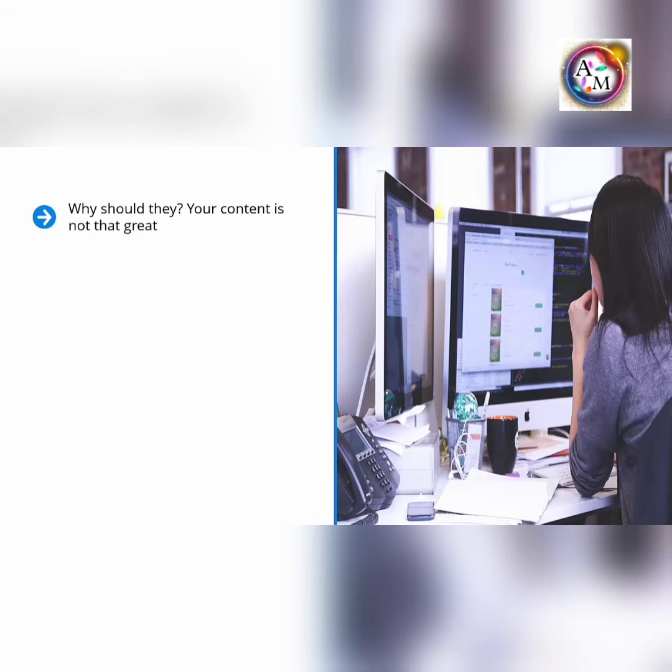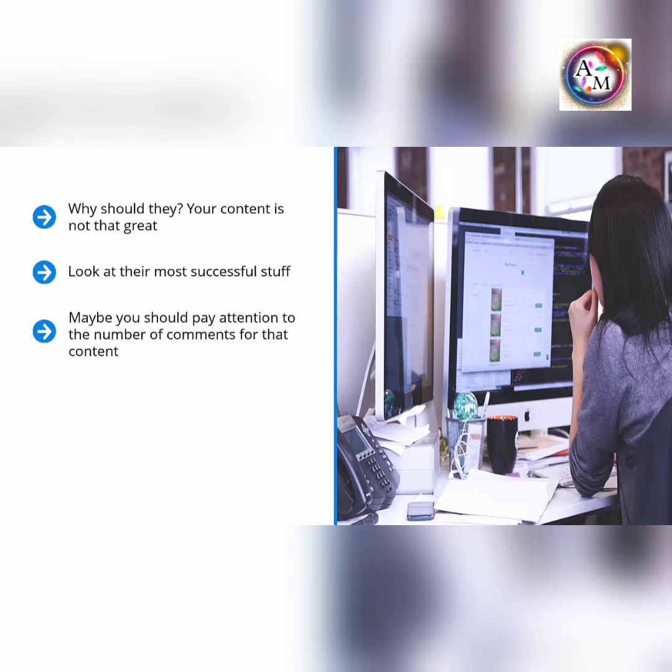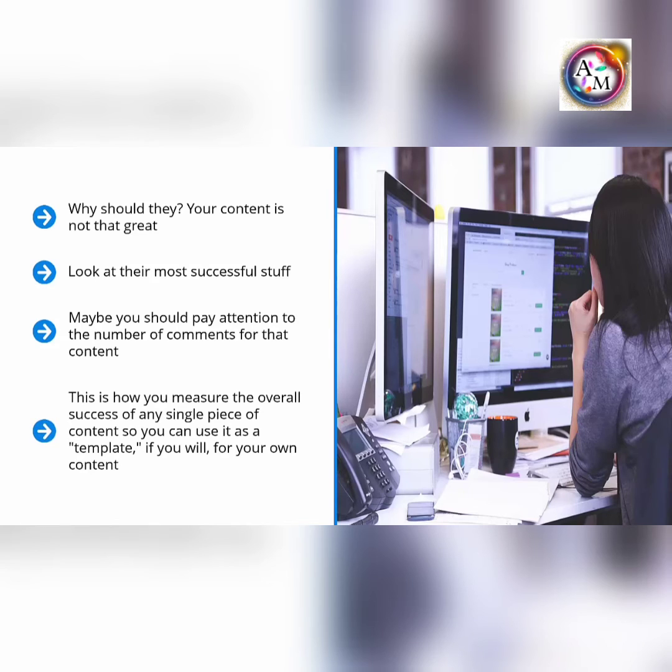Thankfully, this is easier than you think. Simply reverse engineer your competitors. Look at their most successful stuff. How do you know? Look at the social media indicators of their content. How many likes does their top content get? How many shares? Is there any other indicator that shows that this content actually has traction? Maybe you should pay attention to the number of comments for that content. Maybe you would want to run a backlink checker on a piece of content and see how many other blogs or websites link to that piece of content. This is how you measure the overall success of any single piece of content so you can use it as a template, if you will, for your own content.